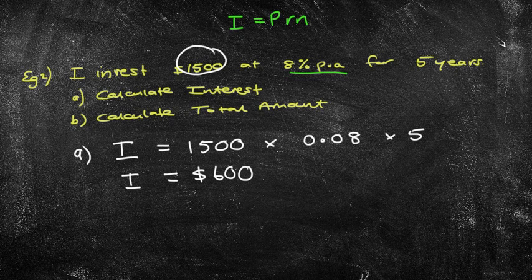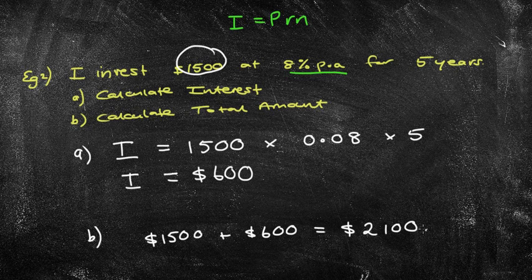Now, that's for the first question. You'll notice the second question says calculate the total amount. Well, if I invested $1,500, I then earned $600 of interest, well, that means that in my bank account at the moment, or wherever my investment is, I have $2,100. So again, be very careful about which of these two questions that they might ask. They might ask both, but certainly they might just ask for one or the other.